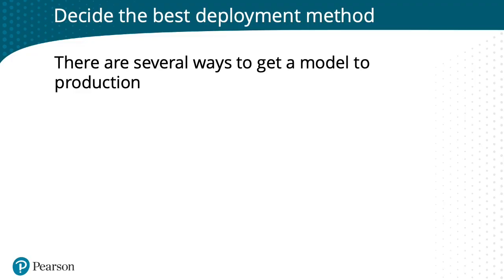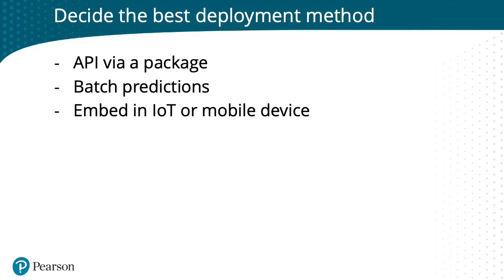So now we have to decide what method we want to use to get our model to production. So how are we actually going to deploy this? There are a few different methods that you'll see used quite a bit throughout machine learning projects. One of the common ways is just via a package that you make in Python and you serve it through an API. So there might be a completely separate team that you work with.